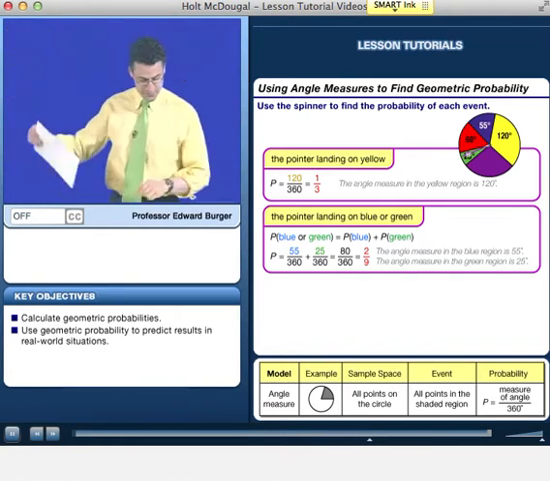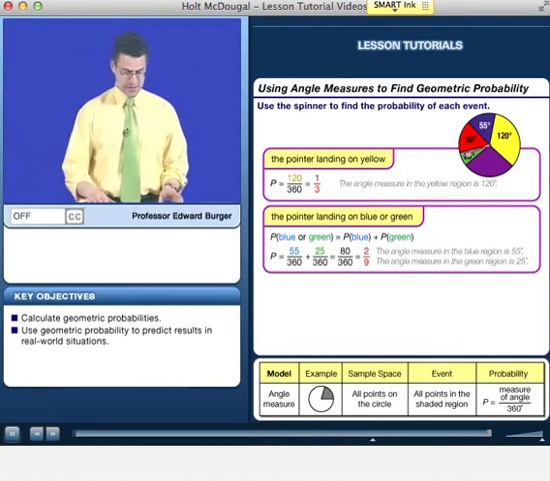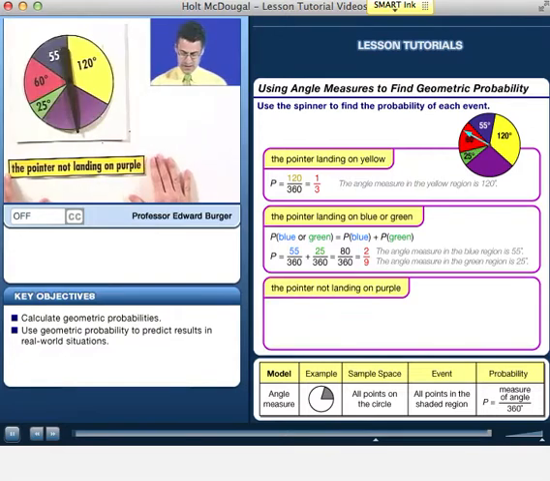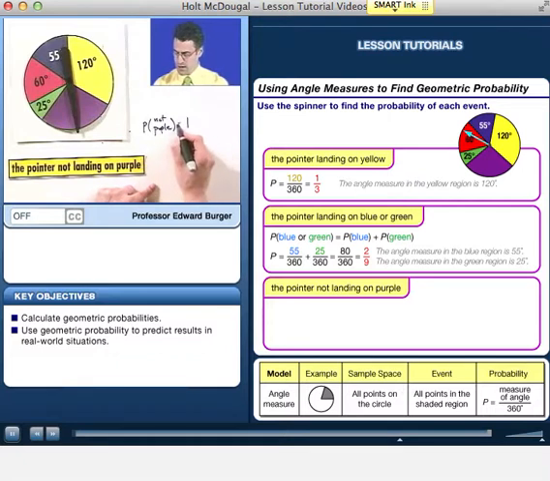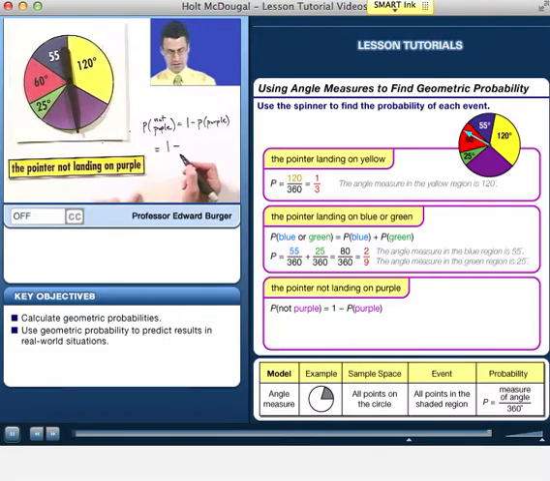All right. Let's find one last probability. Let's find the probability that the pointer is not landing on purple. Well, the way to do this is to realize that we could look at the opposite question, because the probability of not purple equals 1 minus the probability of purple. So that would equal 1 minus, and what's the probability of being purple?